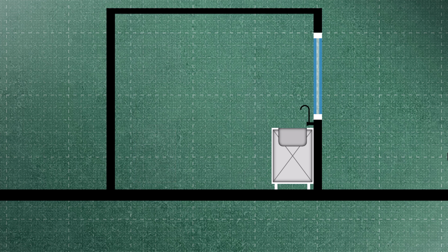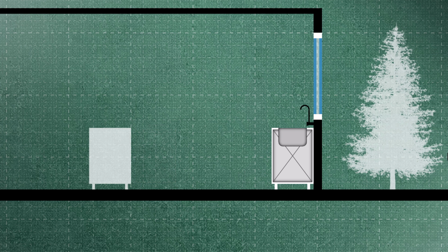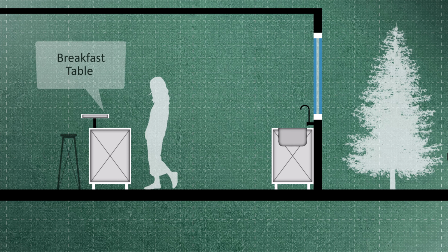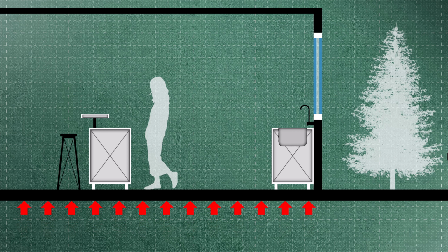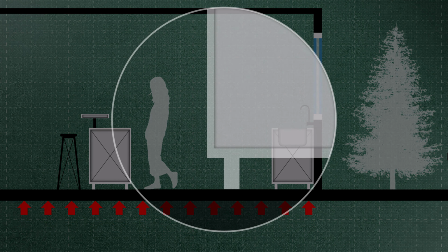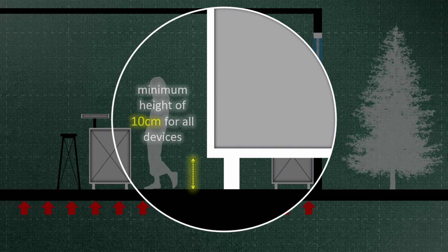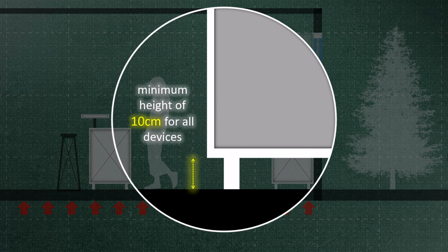In a kitchen with only one wall, consider designing a breakfast table on the free side. The table can consist of two parts, with the first part not exceeding 85 centimeters in height and the second part not exceeding 115 centimeters. All components mentioned should be placed on the kitchen floor. To facilitate cleaning, consider installing bases with a minimum height of 10 centimeters for all devices.